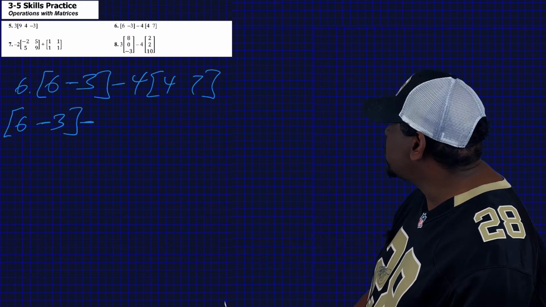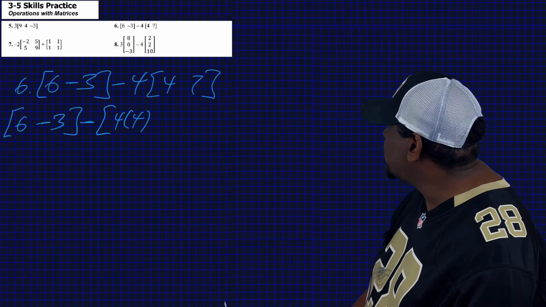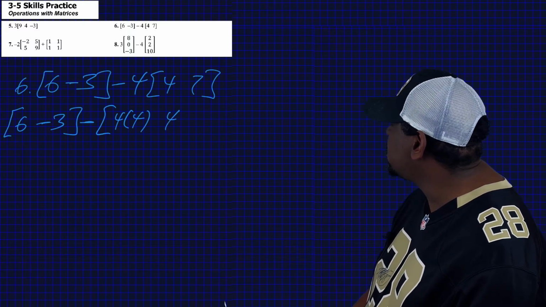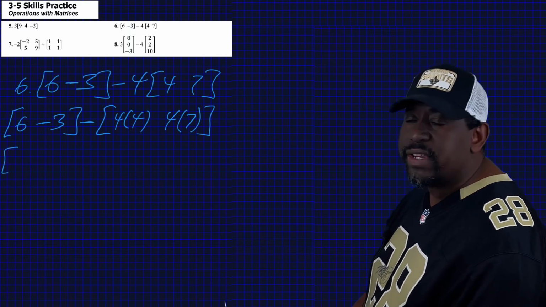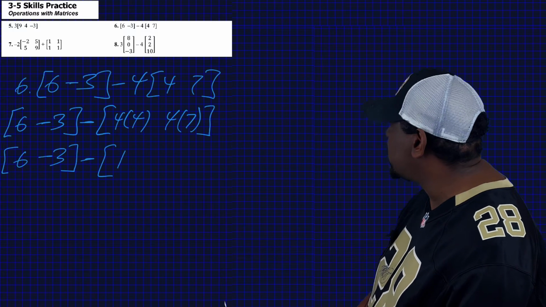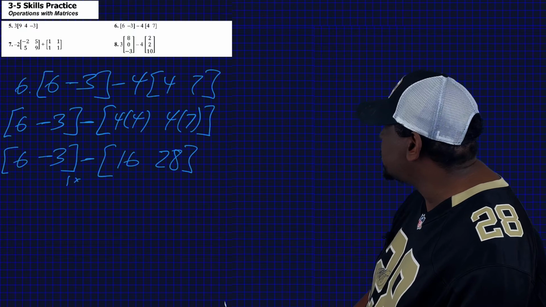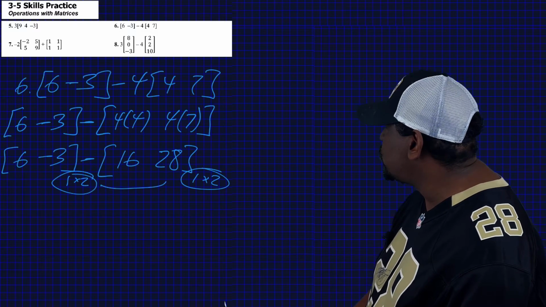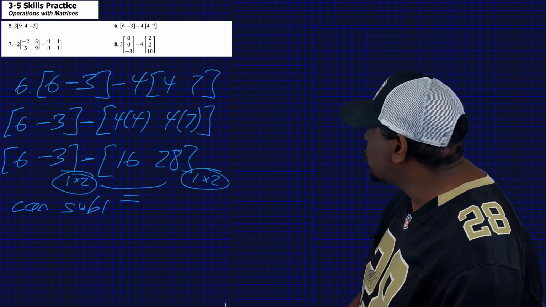So we put 6, negative 3, we do nothing to the first matrix. We want to simplify the second matrix by multiplying 4 times 4 and 4 times 7, which should be our second entry. And then we simplify that so we can get a new 1 by 2 matrix. We keep the first matrix the same, 6, negative 3. We multiply 4 times 4 and 4 times 7, and we get 16 and 28. Now we check the dimensions. They're both 1 by 2, which lets us know we can simplify these matrices by subtracting the corresponding entries.